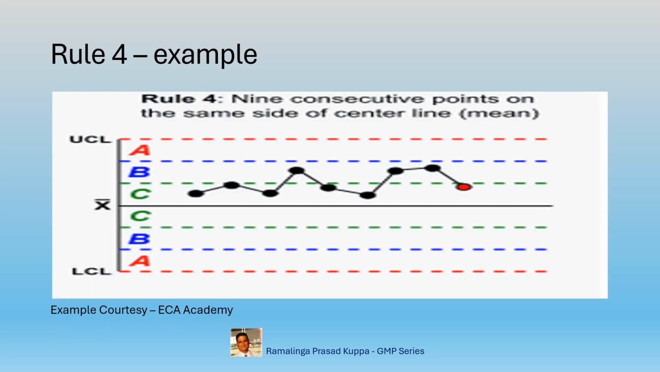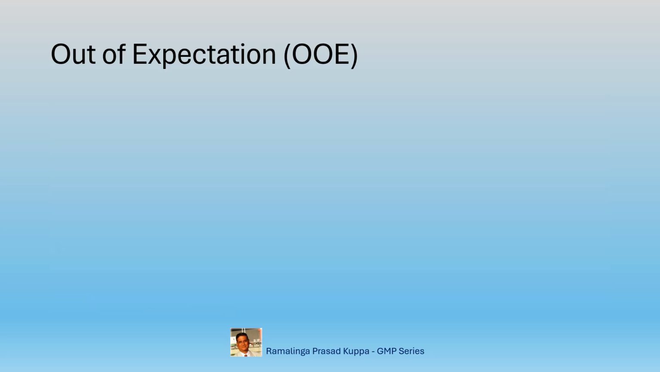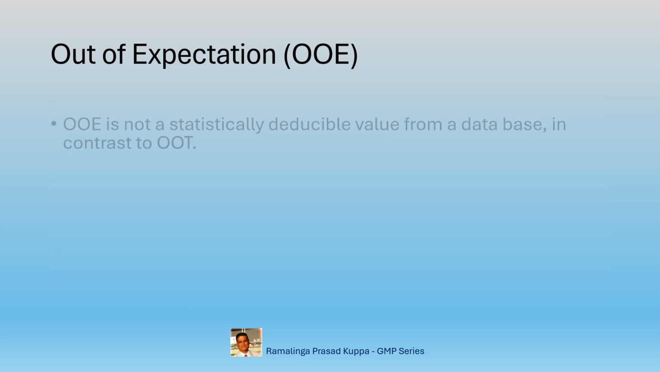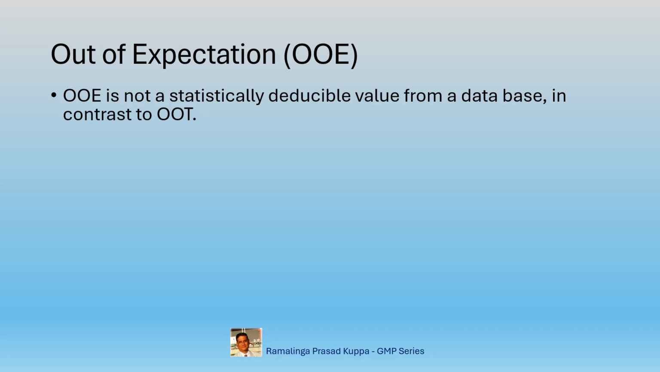This rule, for example, 9 consecutive points are on the same side of the central line. Out of expectation, OOE. OOE is not a statistically deducible value from a database, in contrast to OOT.